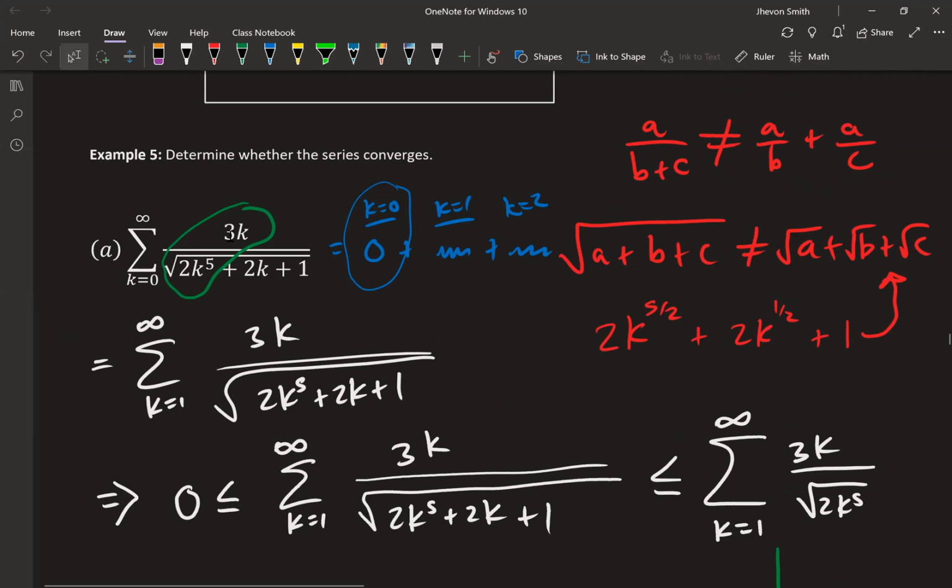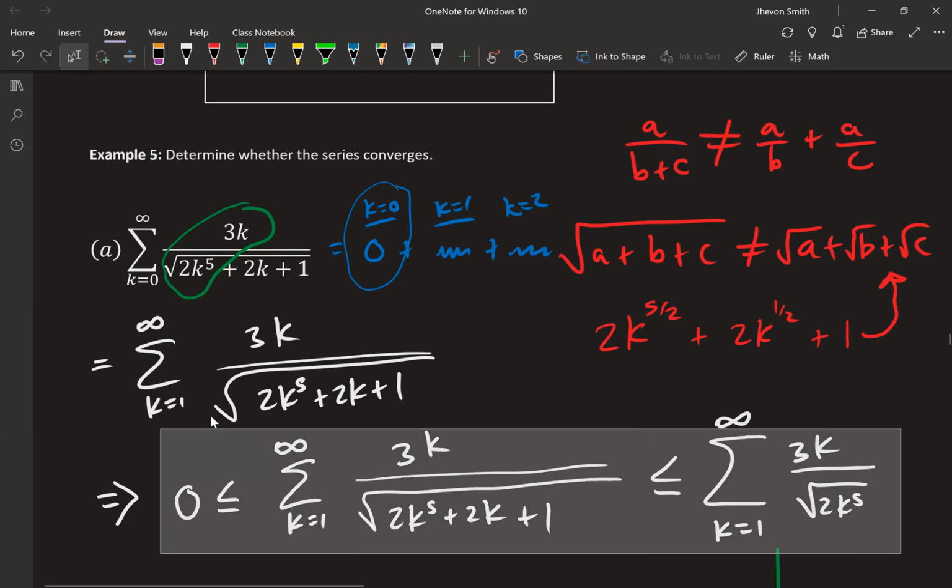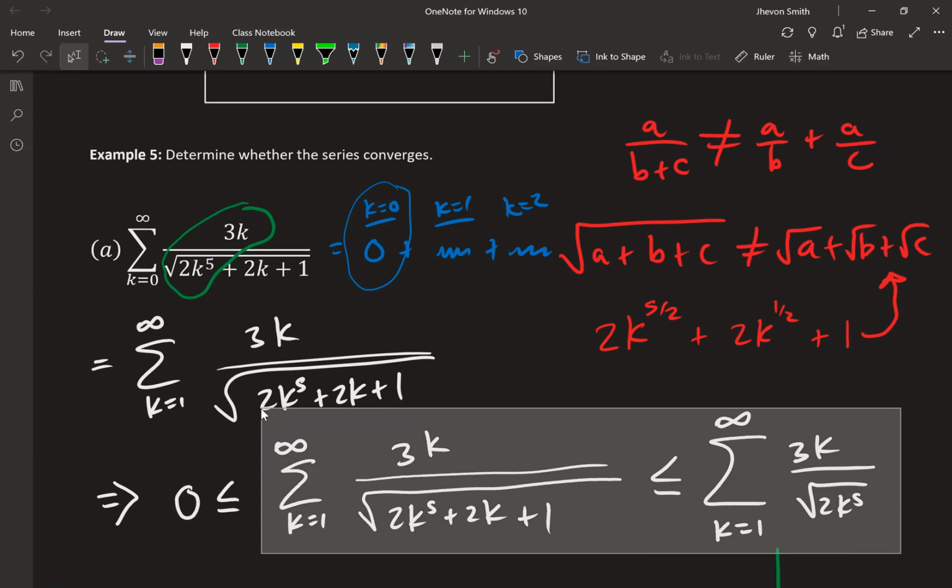Okay. So I see something like this. My mind is going to gravitate towards just looking at the guys with the highest power. Why? Because I'm going off to infinity and all the lower powers aren't going to matter. So if I get rid of all the lower powers, I obtain this guy, and I know for sure that that is going to be larger than the original. Why is that larger than the original? Because the denominator is smaller.